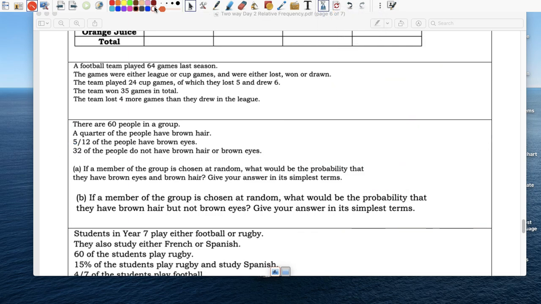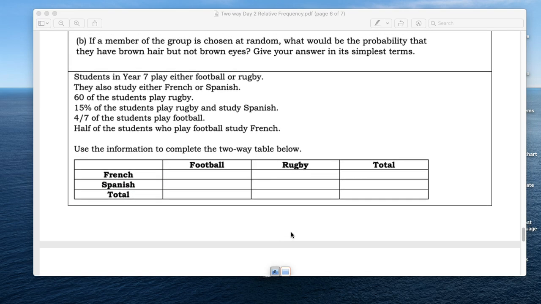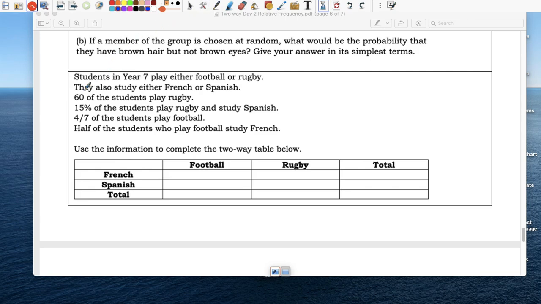And then the last one. The last one is a pretty cool question. All right, so year 7 students, they either take French or Spanish, or they play football, rugby. So those are categories. 60 of the students play rugby. So right here. Check. 15% of the students play rugby and study Spanish.